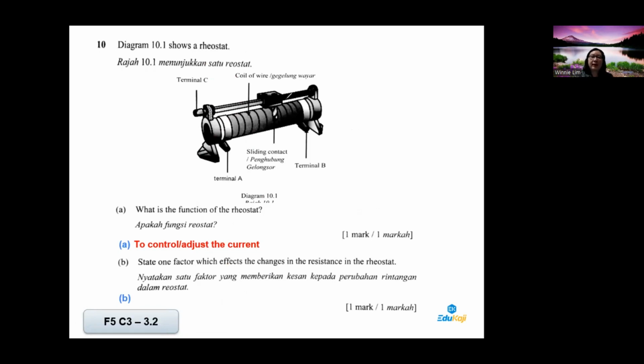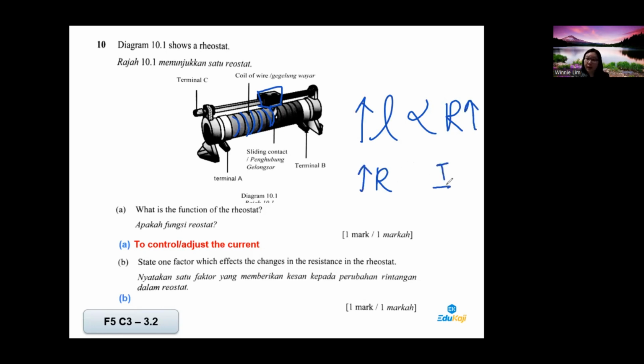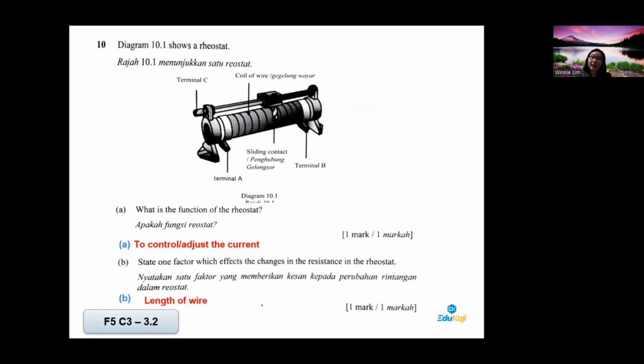Generally, how it functions is that you have this slider. When you move your slider left or right, you cause a change in the length. What is the relationship between length and resistance? They are directly proportional. Longer length, higher resistance. Shorter length, lower resistance. With higher resistance, the end result for current is that they will have lower current. So this is how you adjust the current. State one factor that affects the changes in the resistance. In this case it is length.